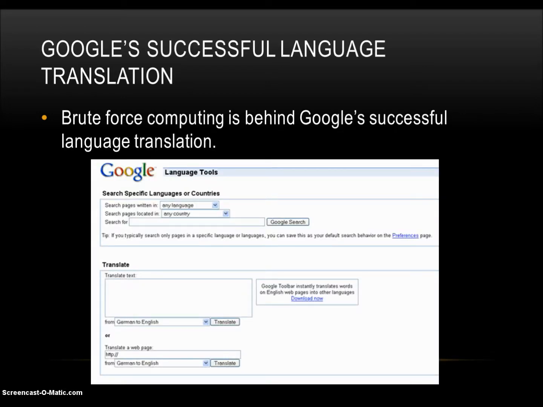Google's successful language translation. Brute force computing is also behind Google's successful language translation. By comparing thousands of web pages in different languages to find patterns, in 1 year Google was able to discern and refine translation better than linguistics theorists have been able to do with their fancy programs for years. There's brute force in this approach too. Machines plow through massive amounts of different information in order to find and examine the different components that are necessary to them. Here you can see a picture of Google's language tools and some different options that it allows.